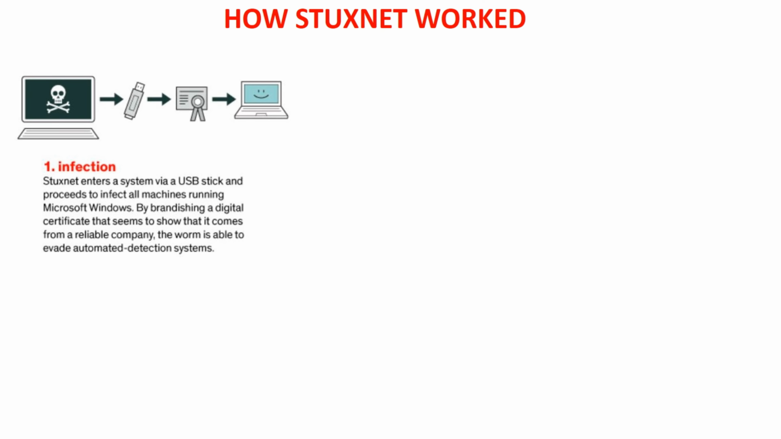Infection. Stuxnet enters a system via a USB stick and proceeds to infect all machines running Microsoft Windows. By brandishing a digital certificate that seems to show that it comes from a reliable company, the worm is able to evade automated detection systems.